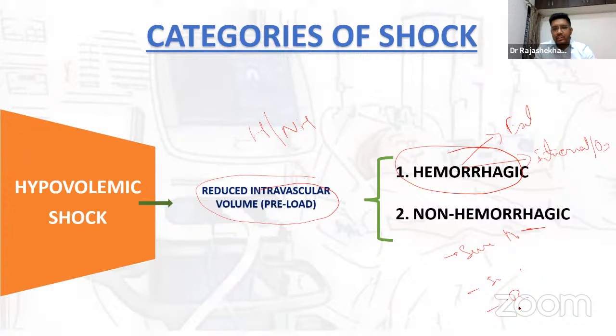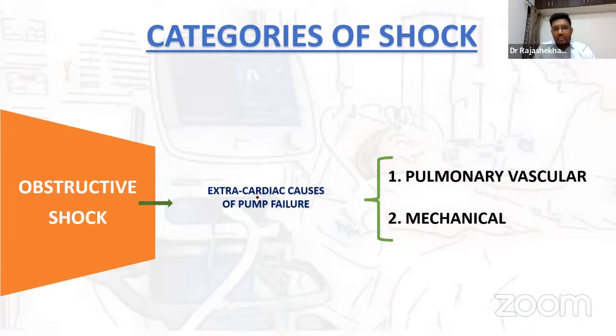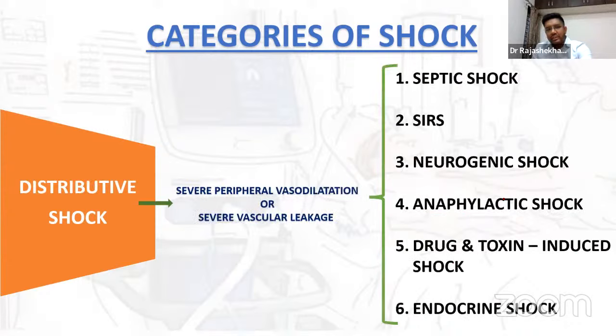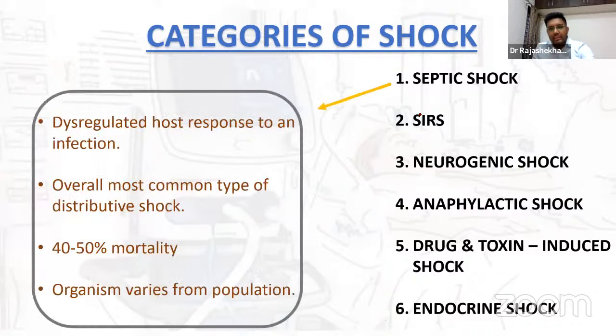Then the obstructive shock. Here it is a pump failure, but the cause is extracardiac. So it can be either pulmonary vascular or it can be mechanical. We'll understand in the future. So when it comes to distributive shock, this is due to severe peripheral vasodilatation or a severe vascular leakage. So let us take one by one together here.